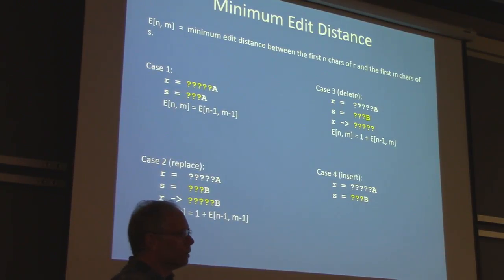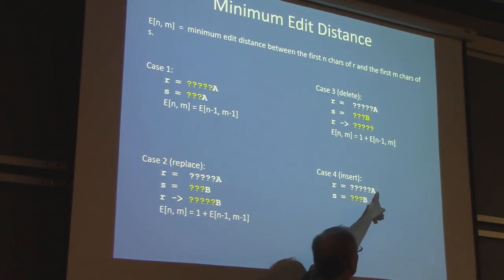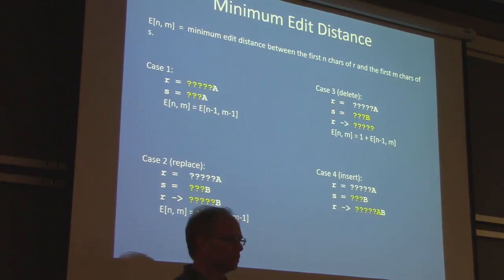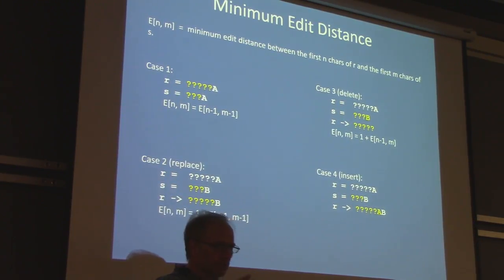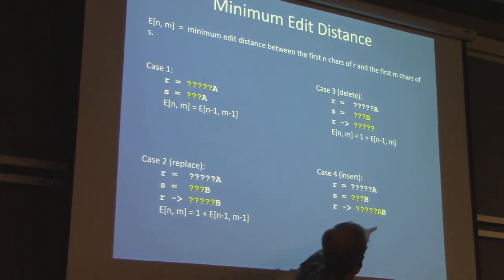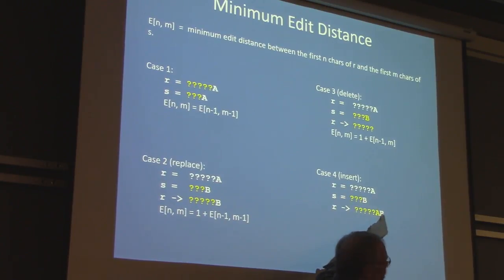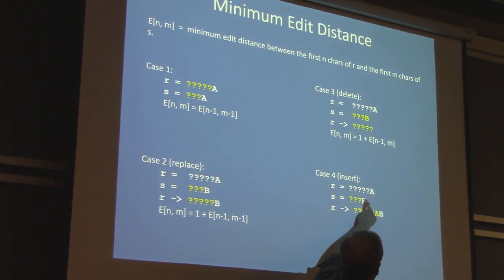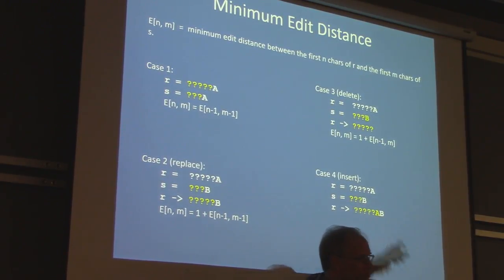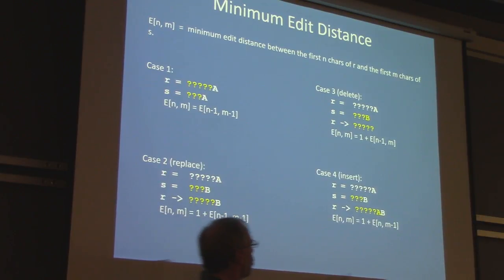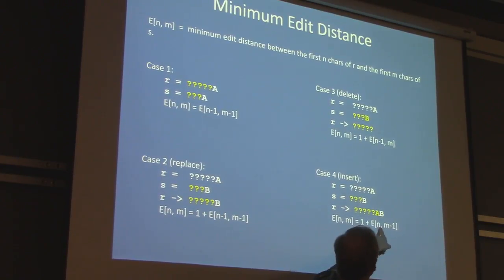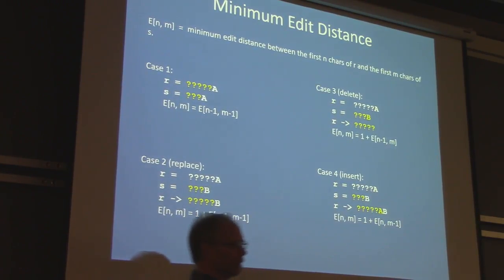And then finally, we could do an insertion. We could insert a B at the end here. So we could transform R like that. Now, what have we reduced it to? 1 plus case 1. Okay? So we can take the B's off. So S has gotten shorter, right? But R is still the same length. So it's 1 edit plus E of n comma m minus 1. So we're still looking at all n characters of R, but only m minus 1 characters of S.